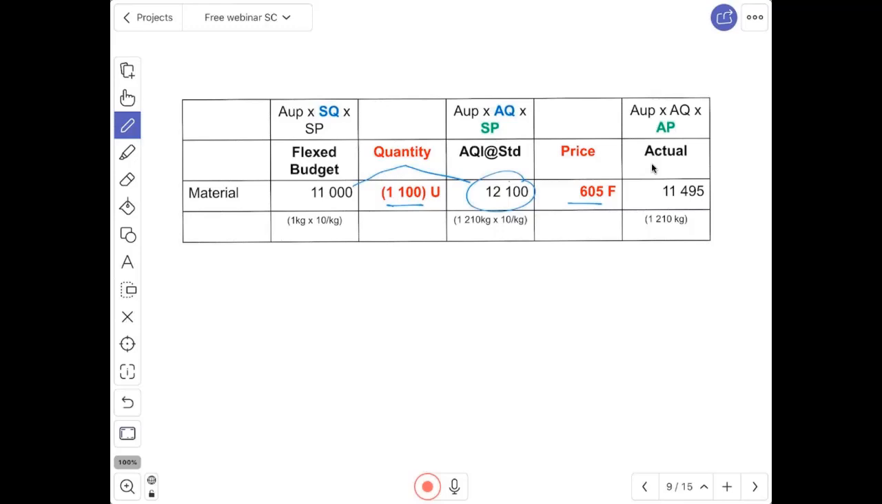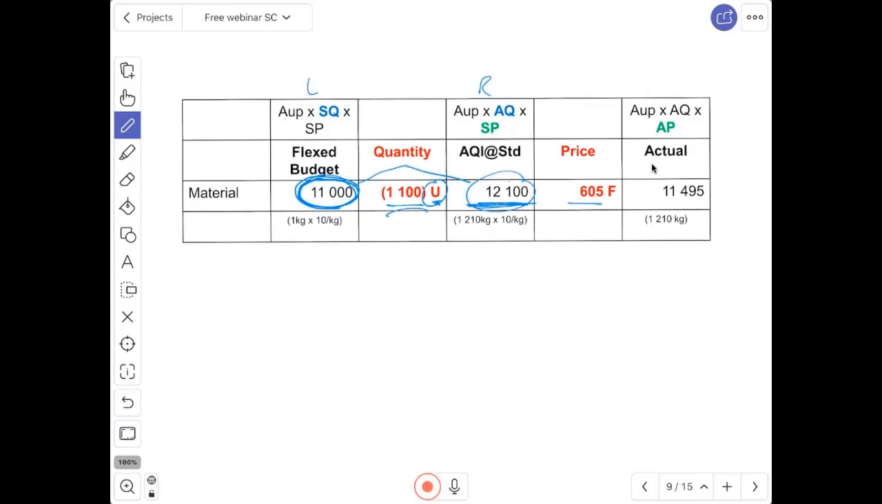Why is it unfavorable? Well, we should have spent, this is our benchmark, our target, 11,000. But the actual quantity was more, so we ended up spending more, so it's a negative variance. Or you can just say left-hand side minus right-hand side, it's a negative, so it's unfavorable. Now remember, you need to show a U or an A for adverse to get your full marks.